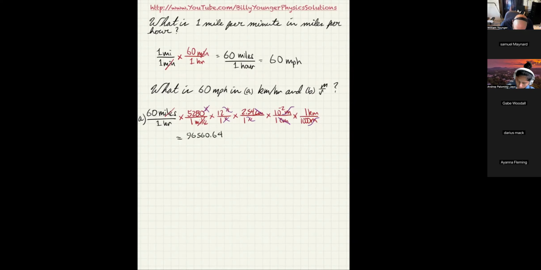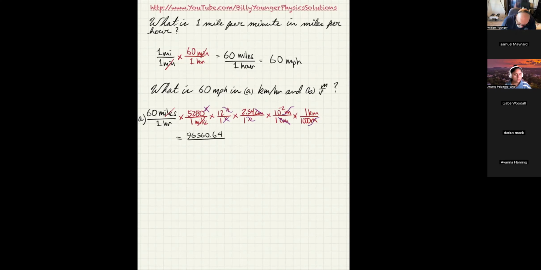96,560.64. And remember, doing that is just basically making sure I use all this information I have. In other words, I don't have to have that many sig figs on the miles per hour that I put in to get it out. This is all coming from the 5,280, the 12, the 2.54, the 10 to the negative 2, and the 1 and the 1,000. So it just has to be true that way.